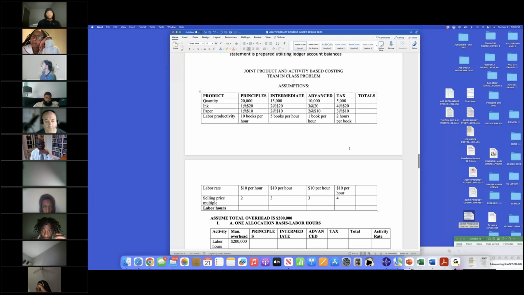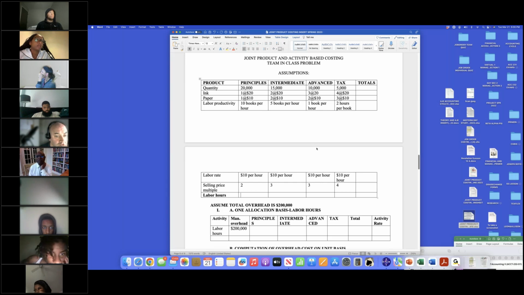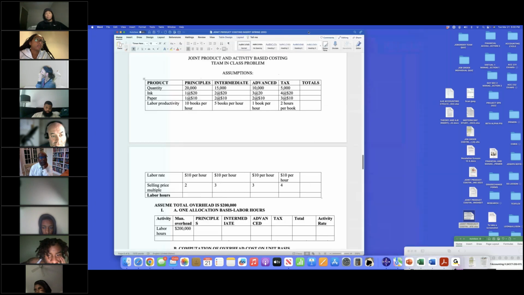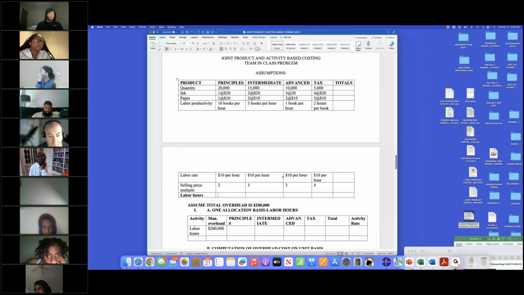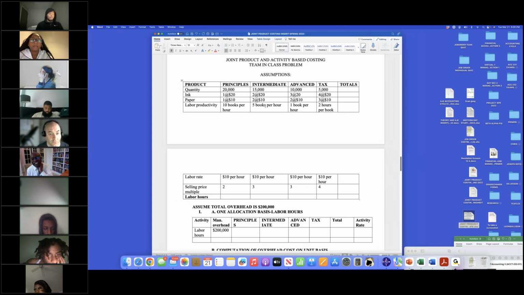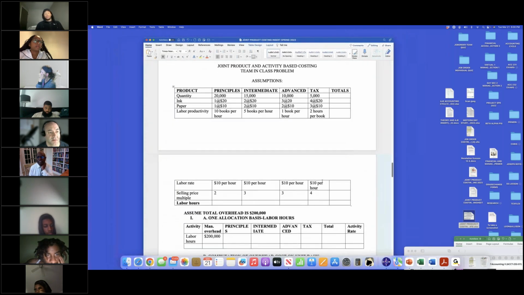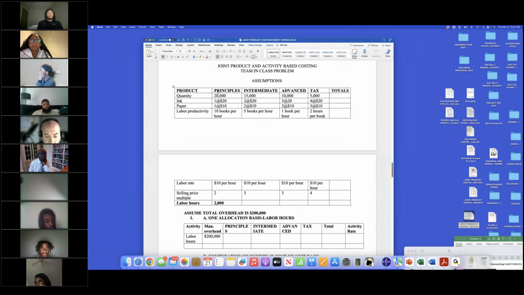First thing we need to do is come up with the labor hours. How many labor hours is the principles book going to take? Somebody on principles should be able to tell me how many labor hours it's going to take to make that book. It's 10 books per hour, so it takes less than 1 hour to make a book. It'll take 2,000 hours. We divide 10 books per hour into 20,000 and we get 2,000. When we go to intermediate, what's our number going to be?